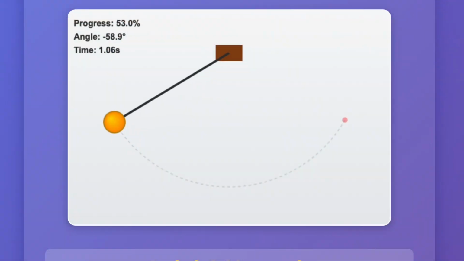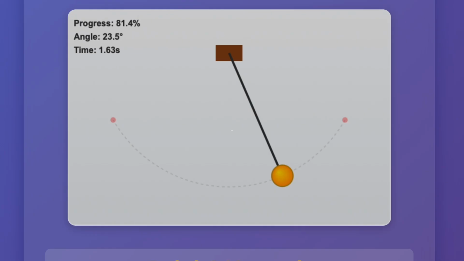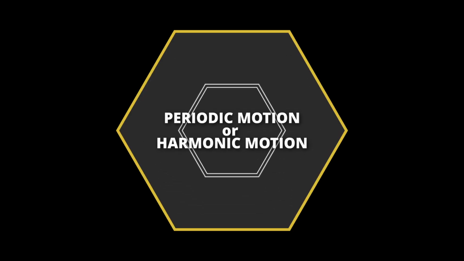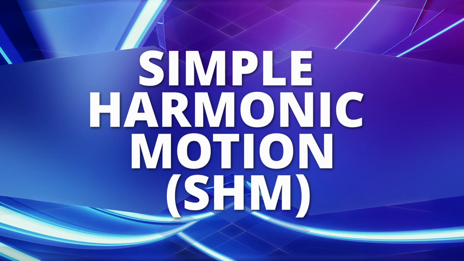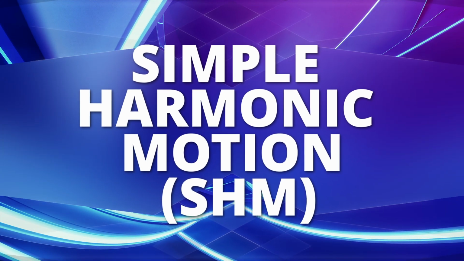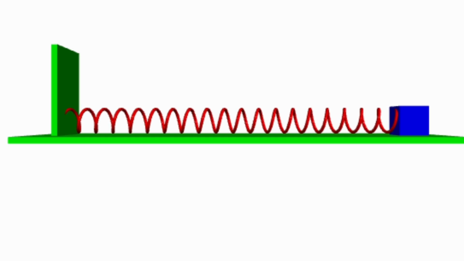The period refers to the time it takes for the bob to complete one full swing. Any motion that repeats after a regular interval is known as periodic motion or harmonic motion. A simple pendulum is an example of a special type of harmonic motion called simple harmonic motion. Oscillations in a spring are also another common example of simple harmonic motion.